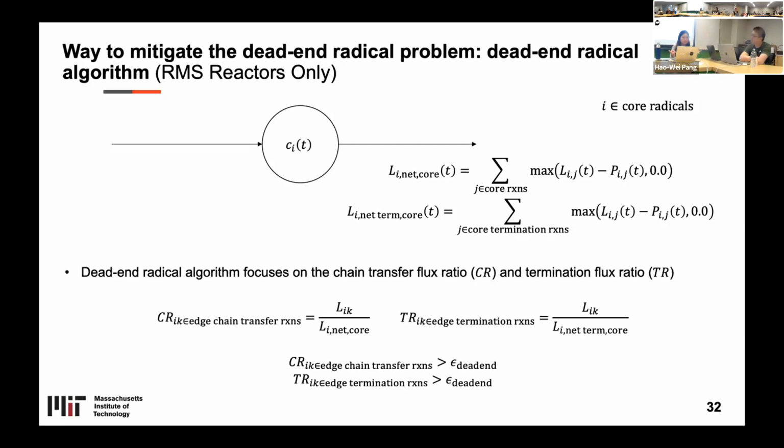And it calculates two things. One is the chain transfer flux ratio and the other is the termination flux ratio. Basically, compare the edge species consumption flux through chain transfer or termination, and compare it to the chain transfer consumption flux in the core. So compare the same chemistry to the same chemistry to make sure that we are doing a fair comparison. We're not comparing them to some very high flux propagation reactions, and we're not going to miss reactions because of that.